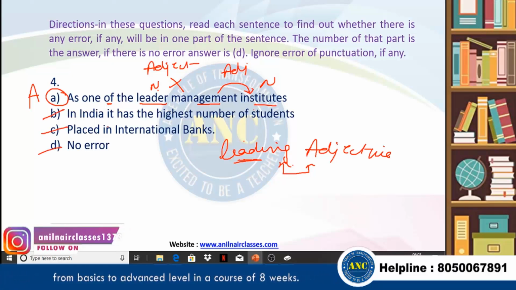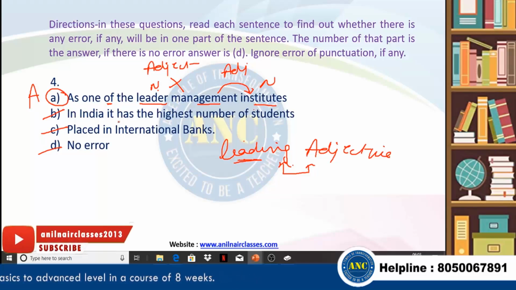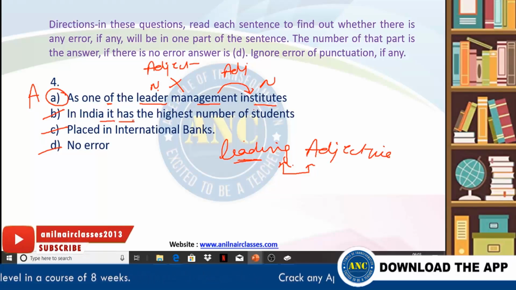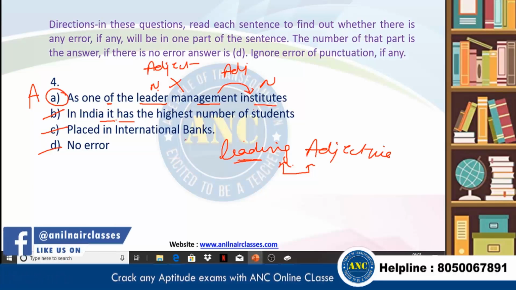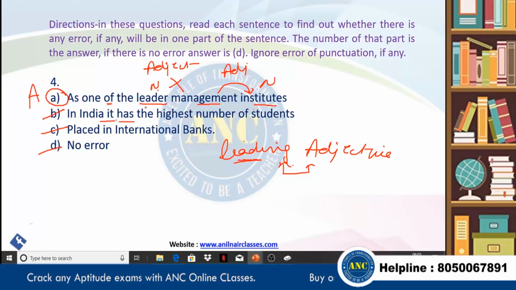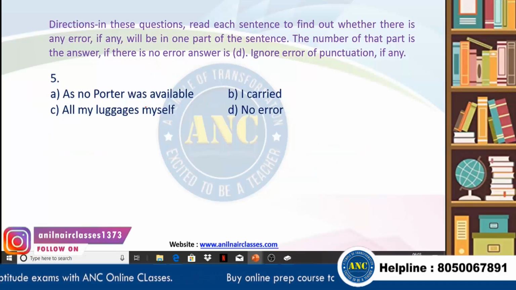However, still let's check. In India, it has the highest number of students. Has is the verb. It is the subject. Clear. The highest number of students. Fine. Placed in the international banks. Fine. Absolutely fine. Let's move ahead to the next question.